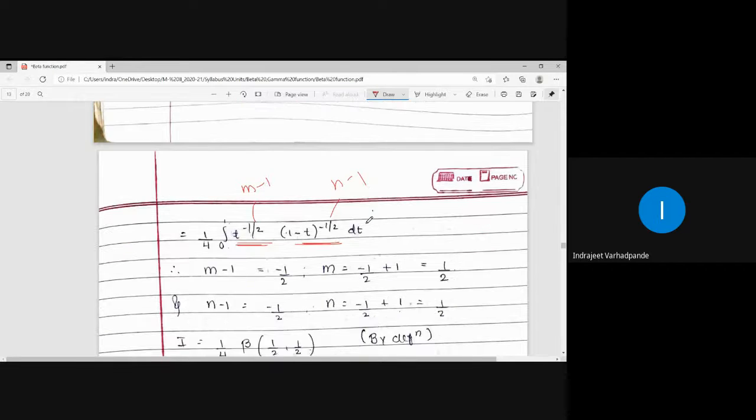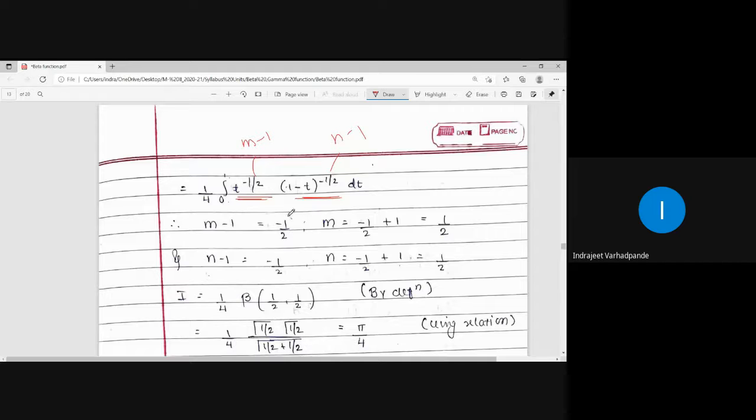If you do that, what is the value of m minus 1? Minus half. So what is the value of m? Half. n minus 1 is minus half. So what is n? Half. So directly you can write beta half comma half. I am concerned only with m as well as n. So this represents m minus 1. m minus 1 is minus half, so m will be half. n minus 1 is minus half, means n is half.